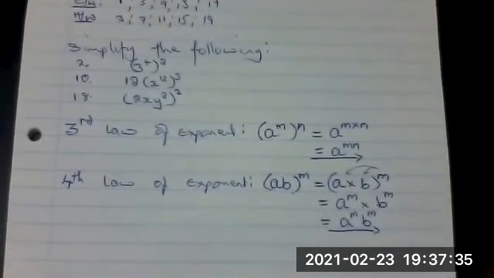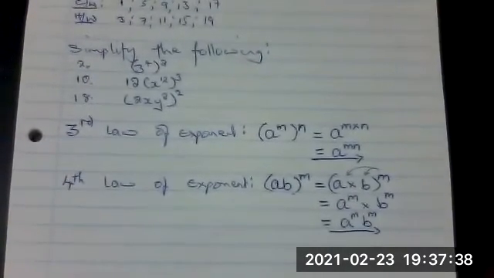So this is the third law. Remember we said it is a base that has more than one exponent, so we multiply the exponents, then we simplify. The fourth law says we have two numbers multiplying each other and they are raised to exactly the same exponent. So we just distribute the exponent to the two numbers.